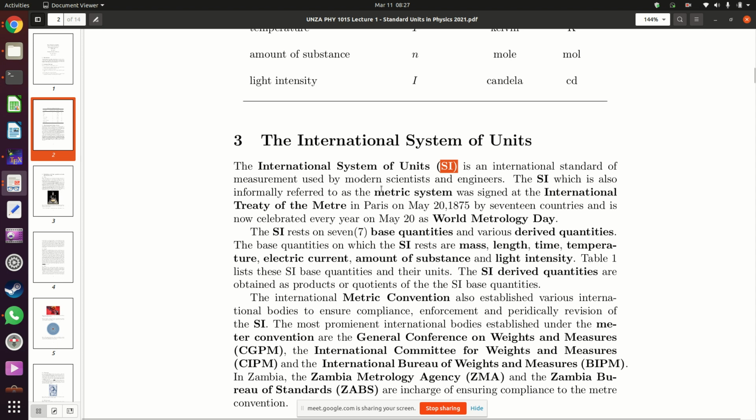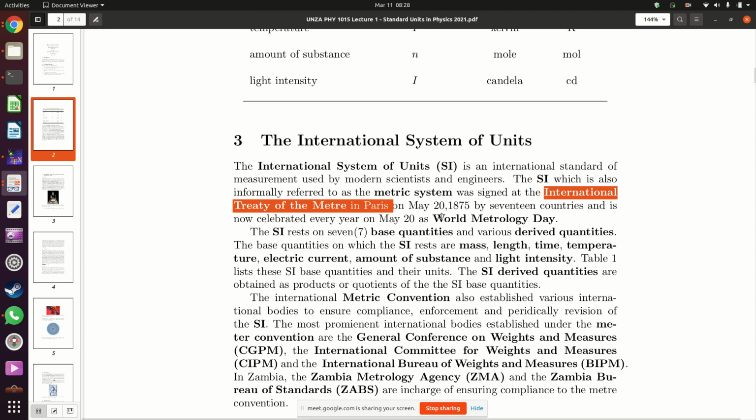The International System of Units is also referred to as the metric system, and it came into force at the International Treaty of the Meter, which was held in Paris on May 20, 1875. This treaty was signed by 17 countries. They saw the need for a uniform way of carrying out measurements, because countries had to trade. They came up with a document which would establish the SI system of units and also the definitions of what a kg is, what a meter is, what a second is supposed to be, and stuff like that.